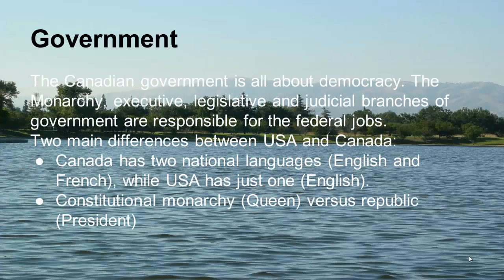Canadian government functions a lot like the United States government, but there are two major differences. The first one is language. Canada has two national languages, English and French, while USA has just English as their national language. The second difference is the head of state. The Queen is the head of the Canadian state, while the President is the head of USA.